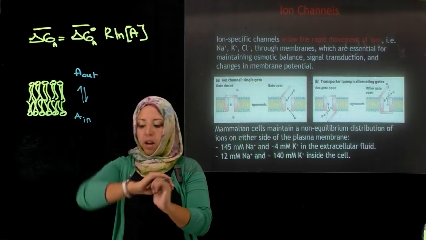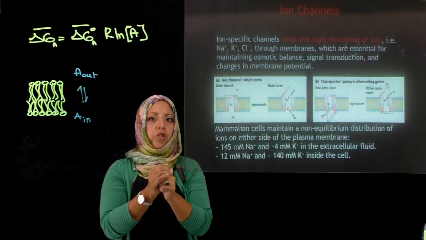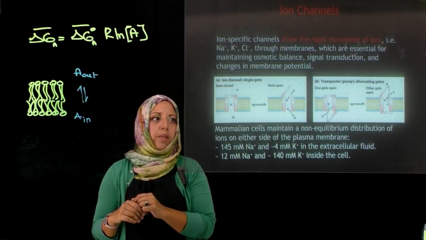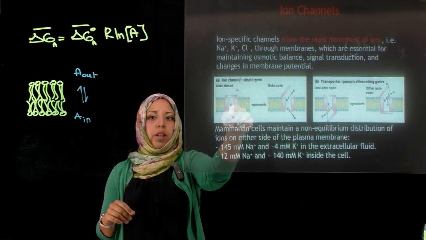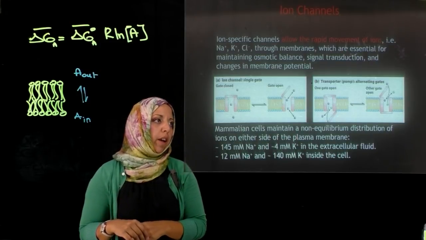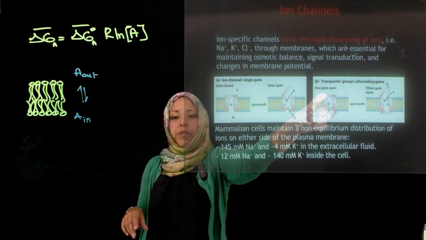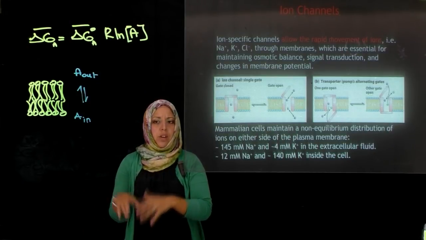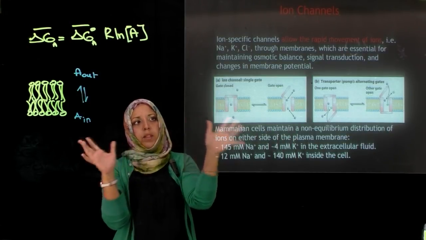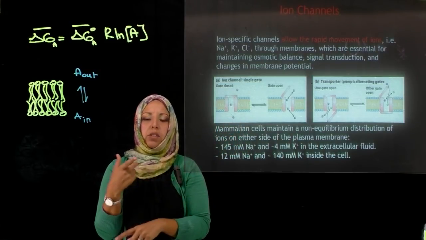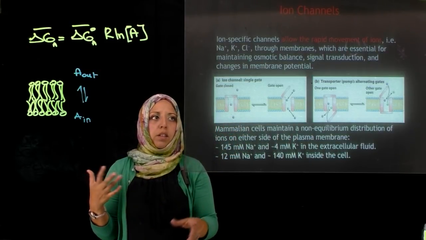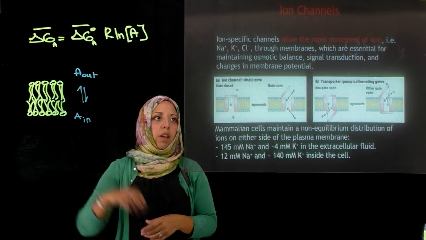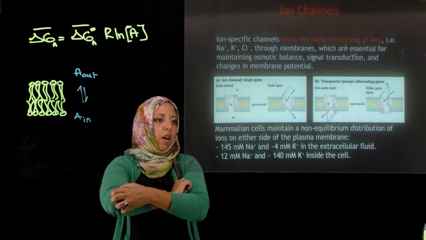All right, so some are ion channels, which basically open and close in response to a stimulus, right? They will close and open depending on the concentration on either end. It could have 2 gates that open and close, or 1 gate that opens and closes, right? What it does is allow the rapid movement of ions across the membrane to balance the osmotic pressure, signal transduction, or changes in the membrane and the chemical potential of the cell.